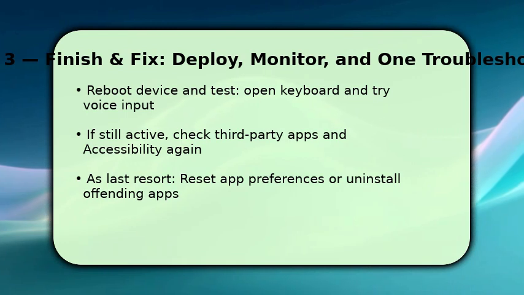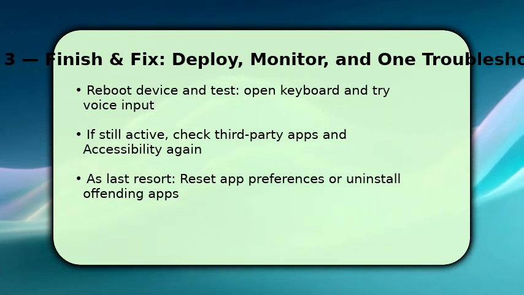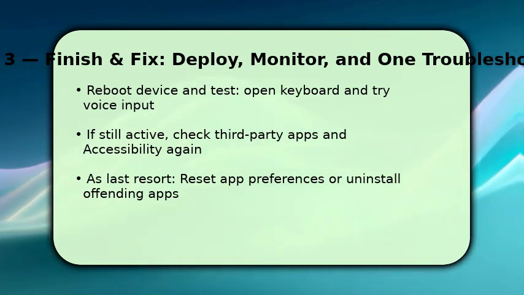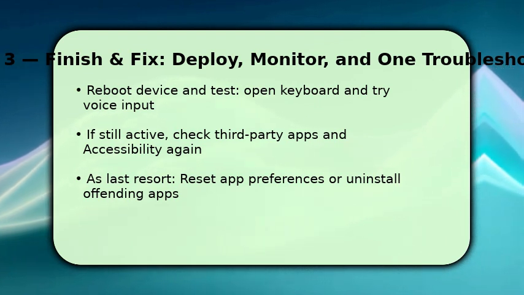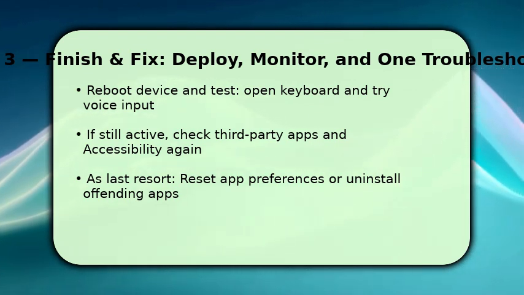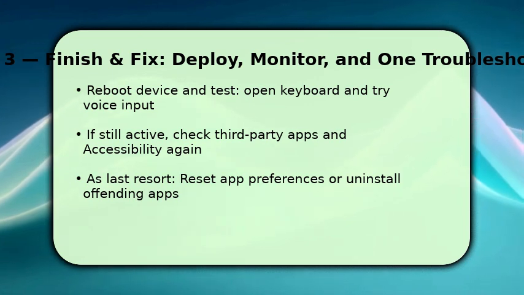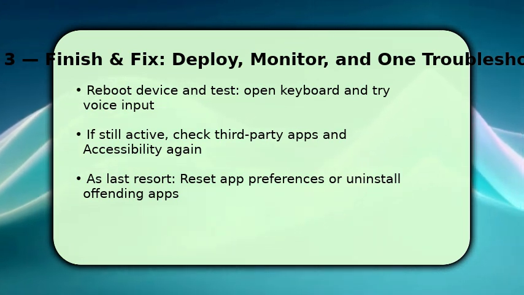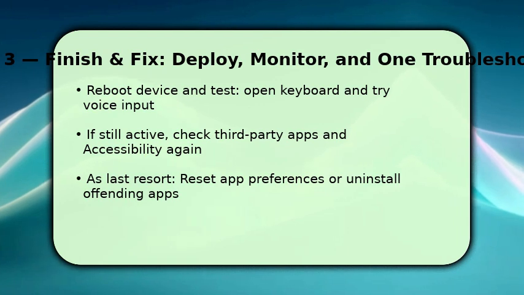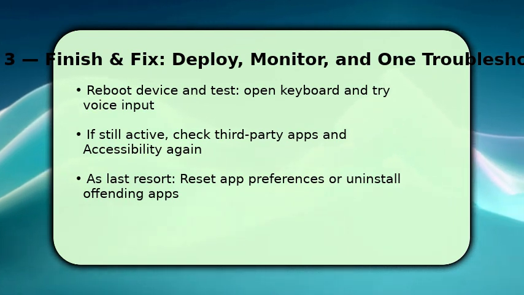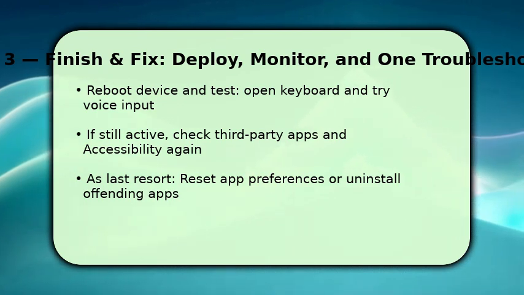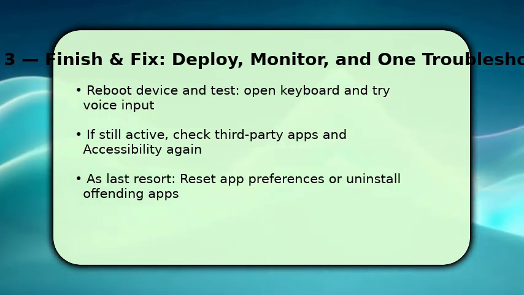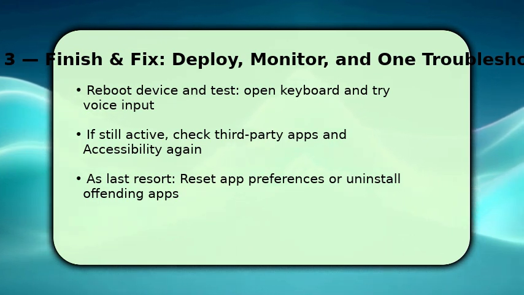Finish by verifying the change. Restart your phone to ensure settings apply, then test by opening a text field and attempting voice input. It should not activate. If speech recognition still runs, audit third-party apps and accessibility services again. Some apps request microphone and speech permissions separately. Make sure to clear app caches or reset app preferences to restore default permission states. If that fails, uninstall the suspect app. This resolves cases where an app continuously triggers recognition despite system toggles.